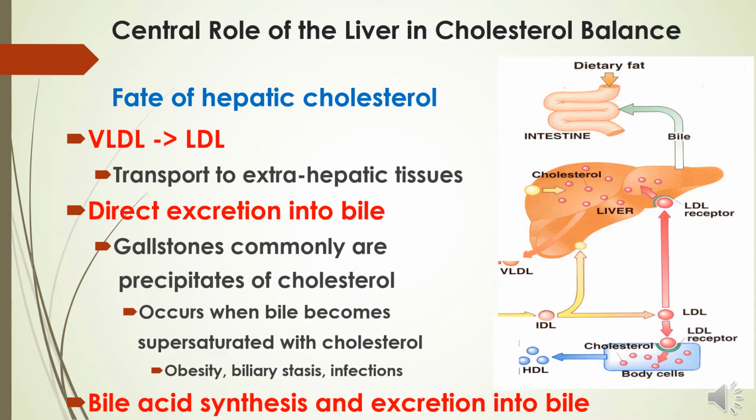So what about the fate of hepatic cholesterol? The very low density lipoprotein is synthesized in the liver from chylomicron remnants and is delivered to circulation where it is converted to the low density lipoproteins after binding to cholesterol and the apoprotein B100, which all form the transport vehicle of cholesterol to tissues.